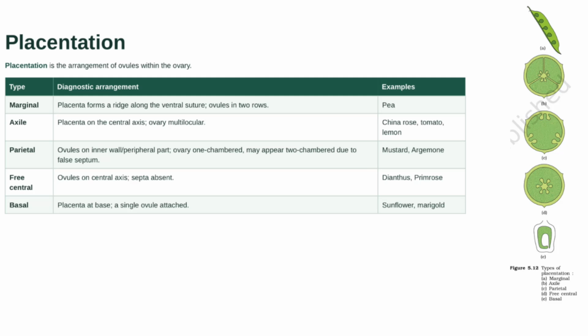This is known as marginal placentation, and it is seen in case of pea, bean, Leguminosae family. Next is axial placentation. The placenta forms a central column, and this is a multicarpillary syncarpous ovary. It's a multilocular ovary having many septa, and the ovules are borne on the central column.